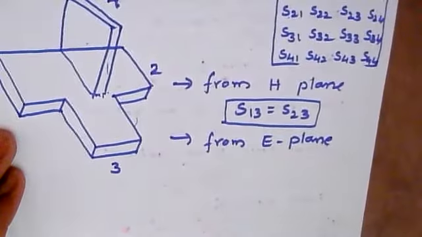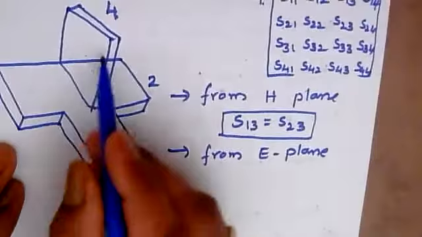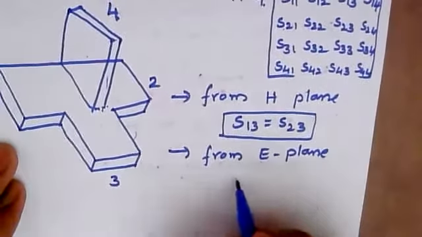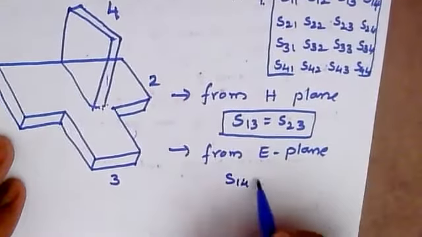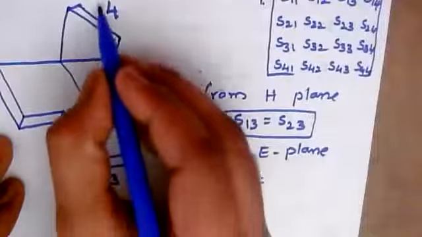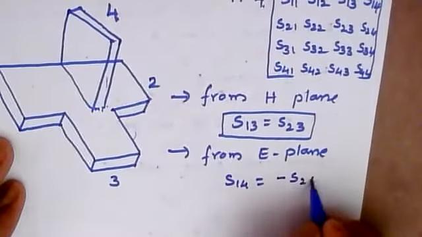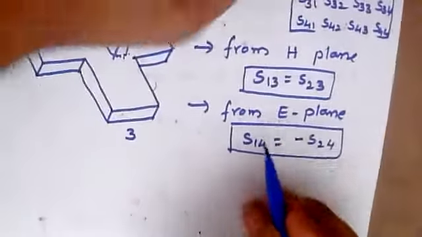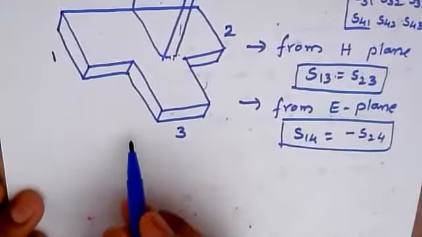As the people are responding, we have to substitute the condition of E plane here. Fine. So S14 will be equal in magnitude and opposite in phase, so we get minus S24. So this is the condition from E plane. Apart from these two conditions, here we get the matrix.